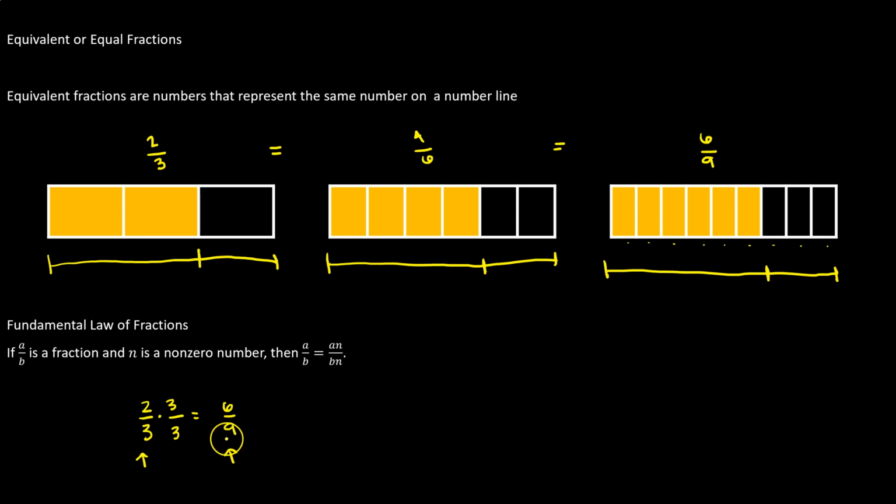6/9. Another way to explain why this works is if we look at 3/3, it's actually equal to 1. 3 divided by 3 is equal to 1. So you could look at this as if we said 2/3 times 1. Of course that's equal to 2/3. What we're saying here is that although these two fractions look different, they represent the same quantity at the end of the day.